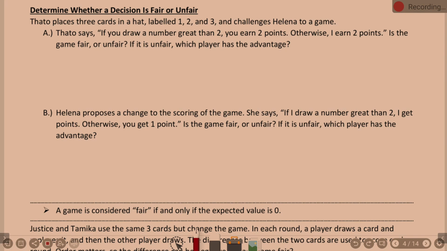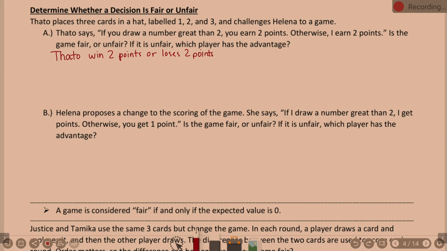So, what is Theo doing? Theo can essentially win 2 points or lose 2 points, right? Losing 2 points means those 2 points go to Helena. So Theo either wins 2 points or loses 2 points, and you could say does not win 2 points.